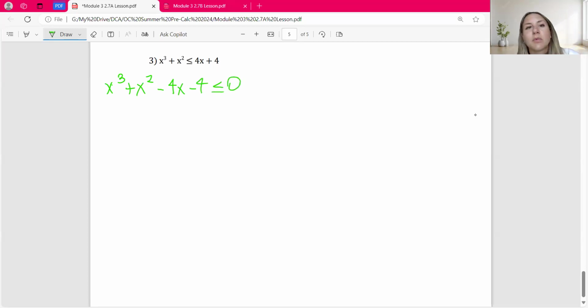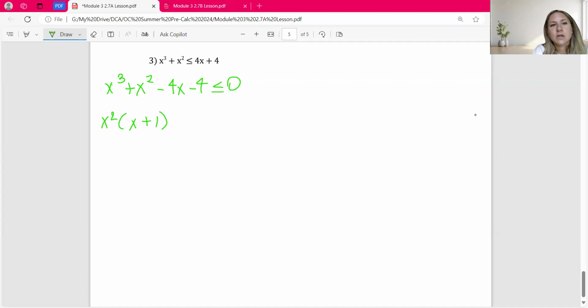So here's our first one where we have an or equal to. And it just impacts when we write our final answer. So I've got 4 terms. Let's see if factor by grouping is going to work. So I'm going to take out a GCF of my first 2 terms. We'll be left with x squared times x plus 1.